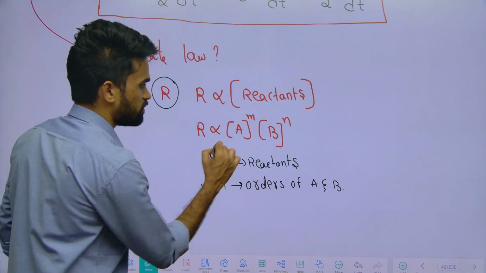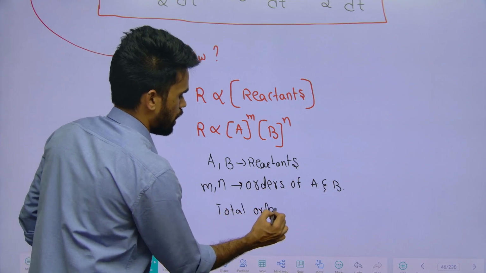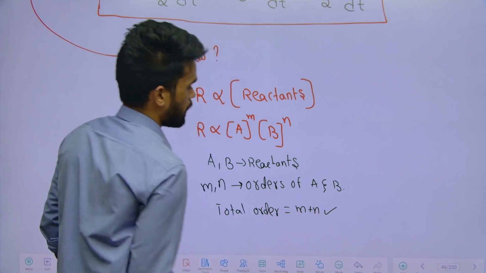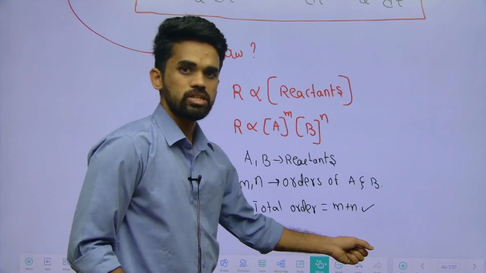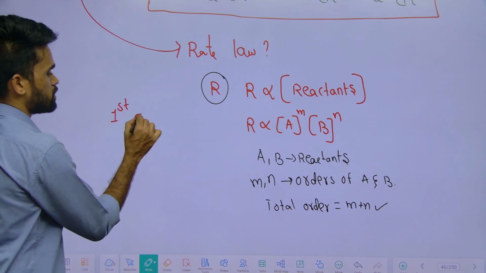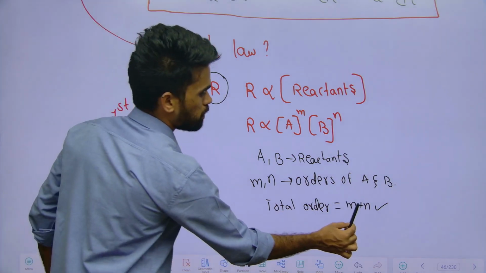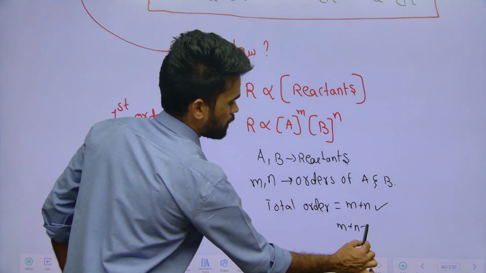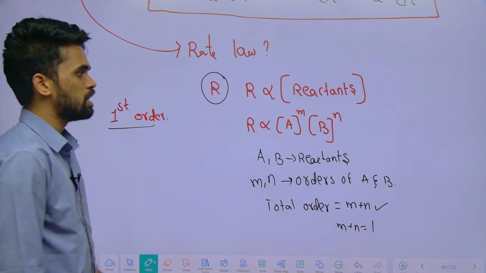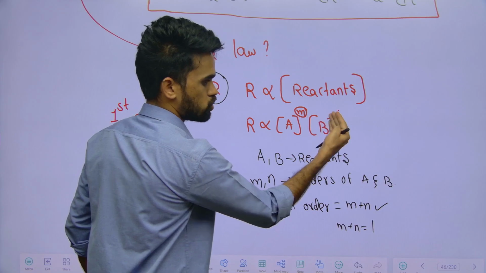So now, if I ask for the total order of the reaction, you just add M plus N. That is your total order of the reaction. For example, some reactions are called first order. When I say first order, this total M plus N value should be equal to 1. So M plus N equals 1 means either M should be 0 or N should be 0. One should be 0, the other one should be 1.